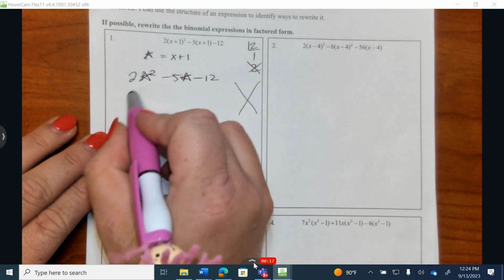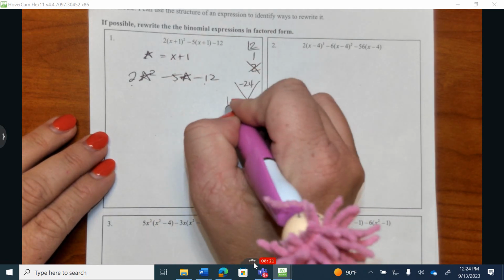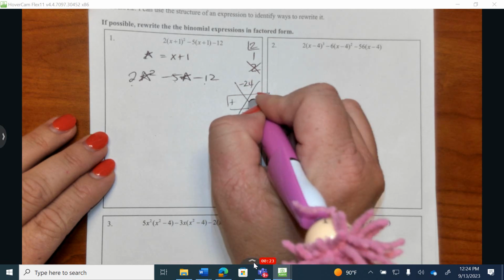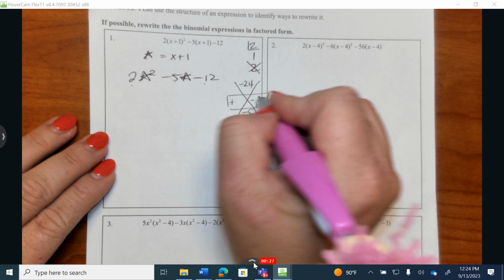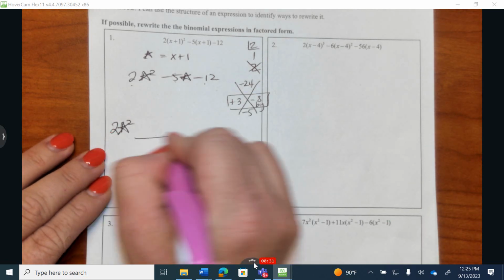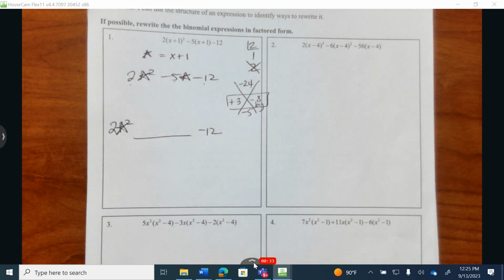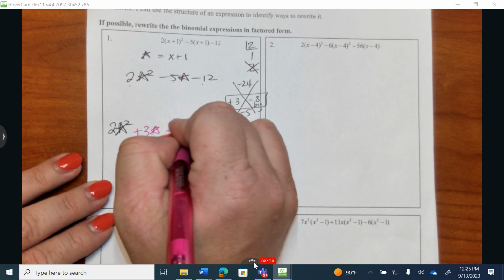So 2 times negative 12 is negative 24, which combines to give you negative 5. This tells you different signs, and the larger number is going to be negative. So this would be negative 8 and positive 3. So 2 star squared minus 12. Then in this area, I'm going to do positive 3 star and negative 8 star.